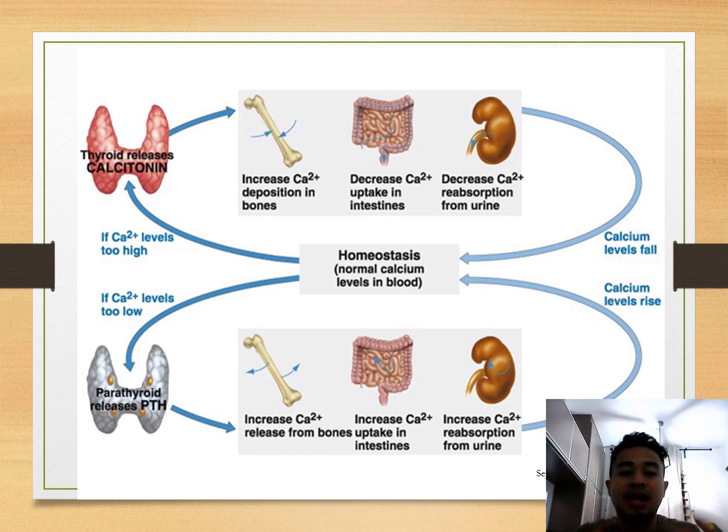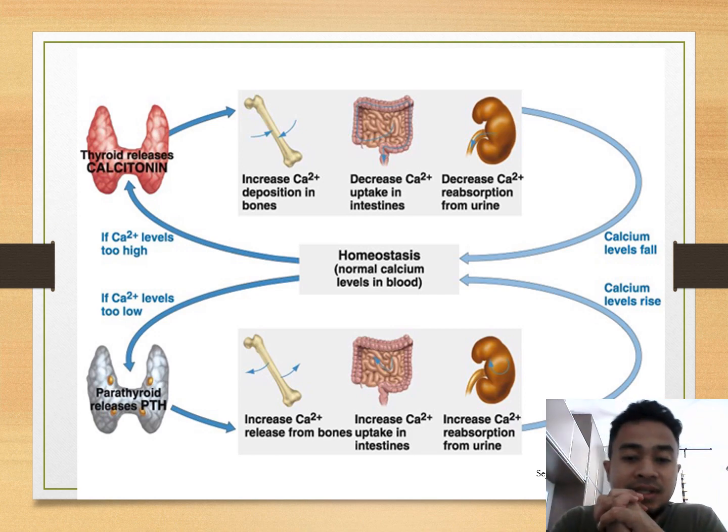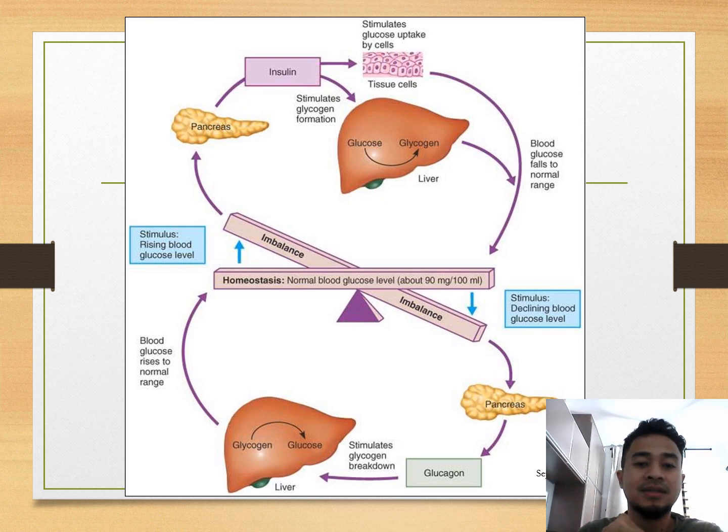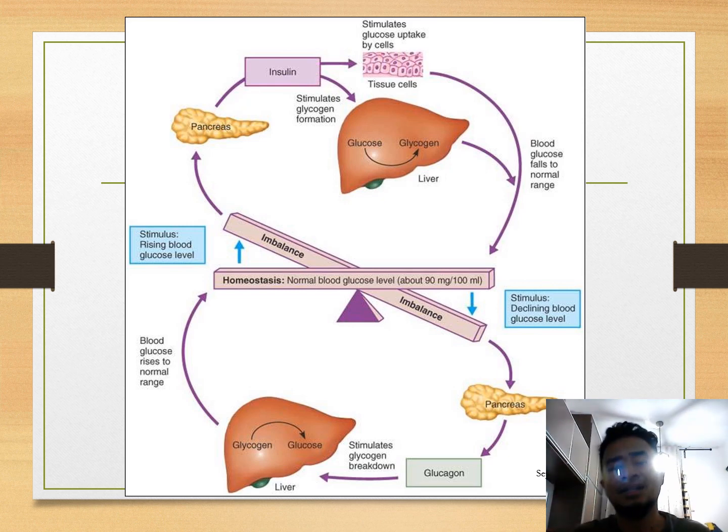So those are the concepts of homeostasis. This is negative feedback. Another type of negative feedback is the same process, but this is more to do with carbohydrate.